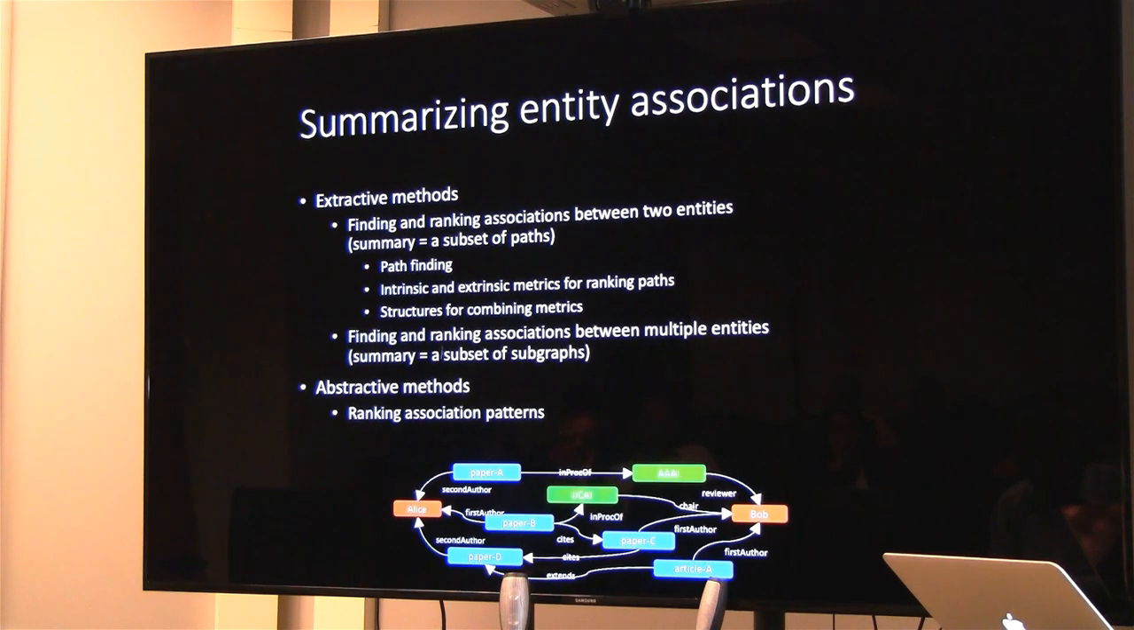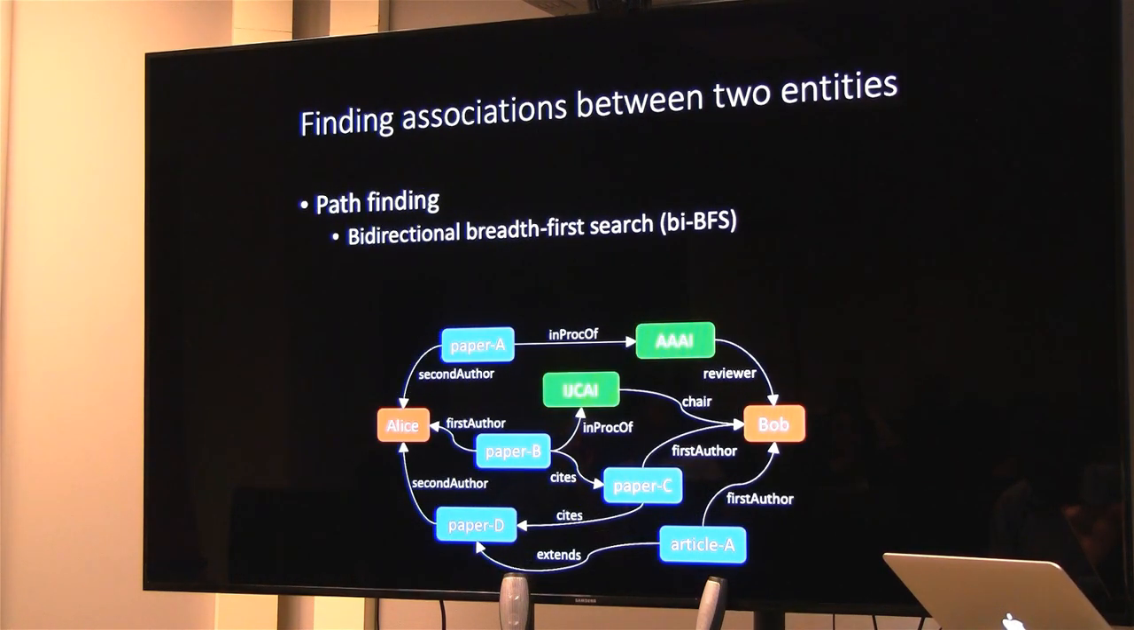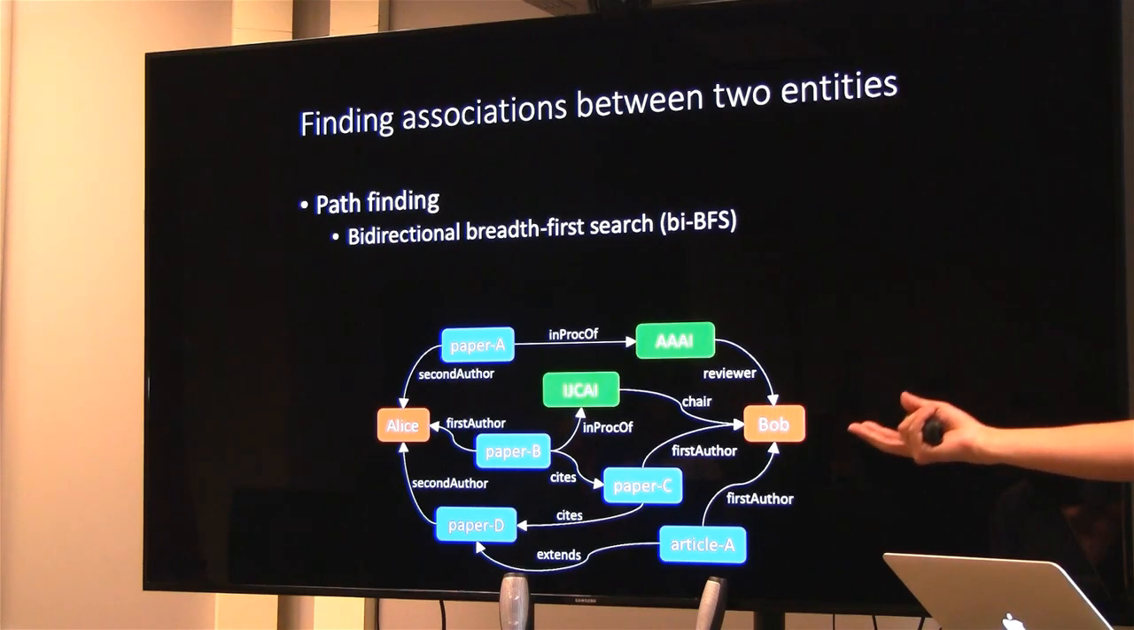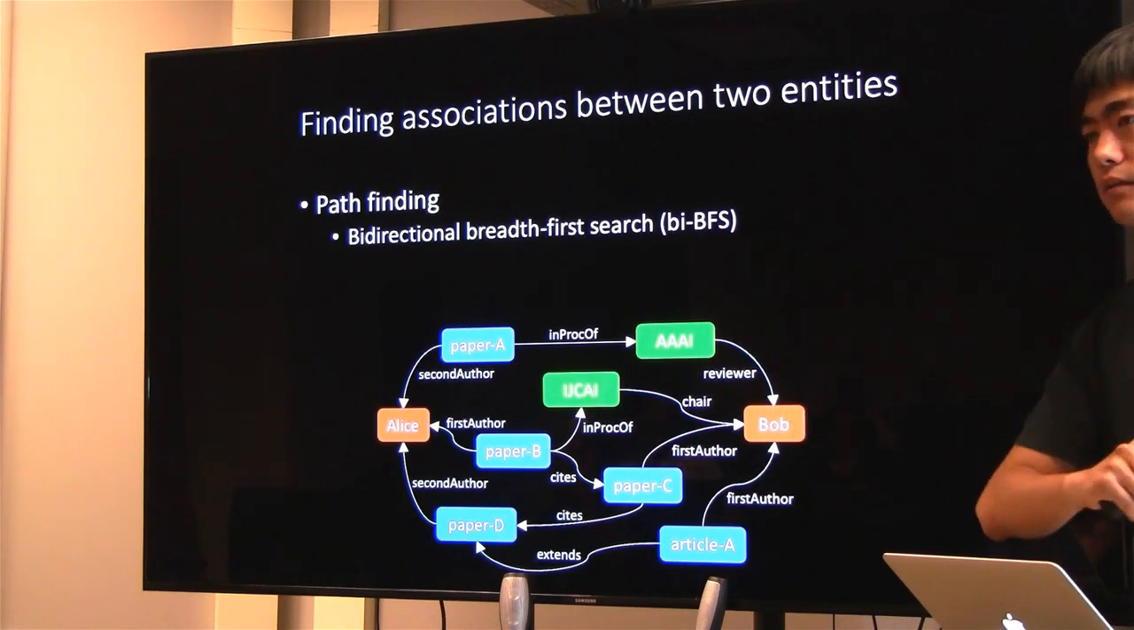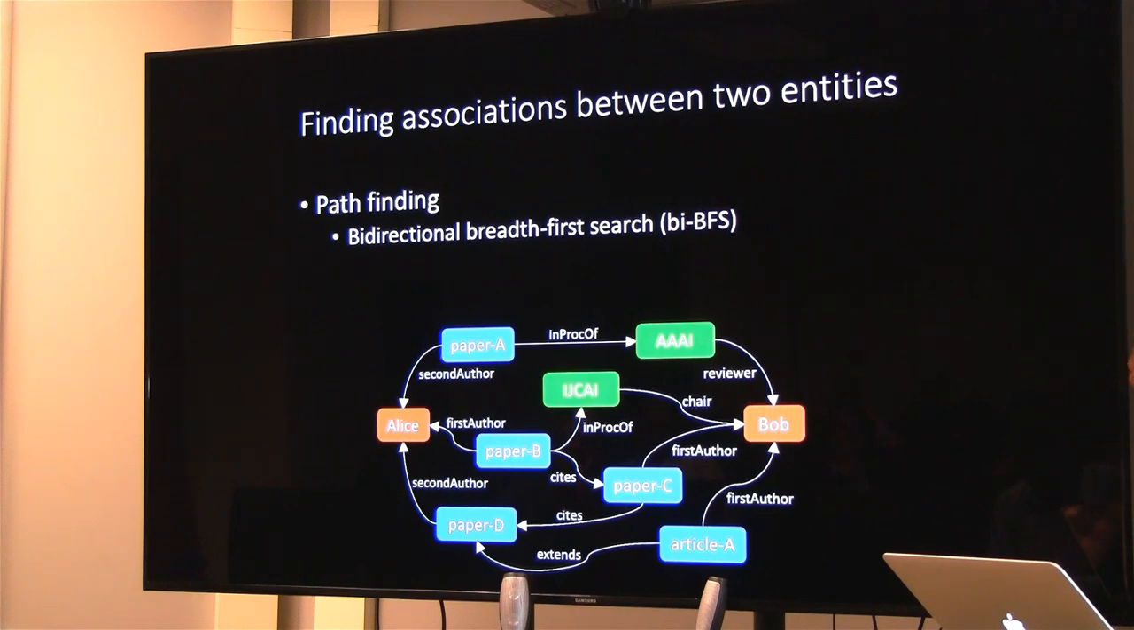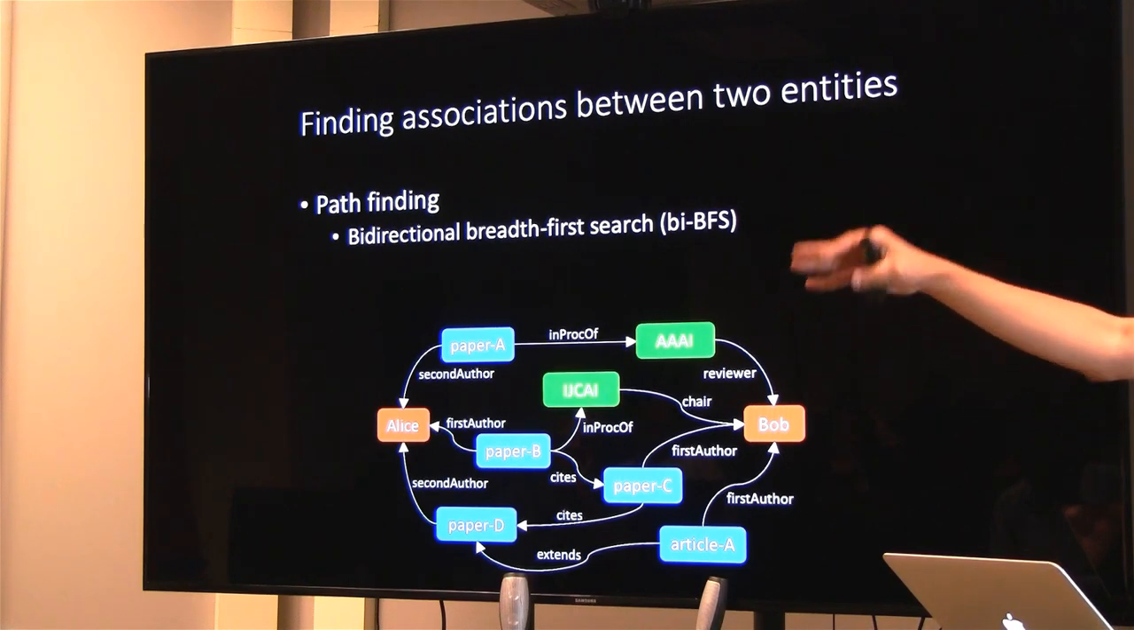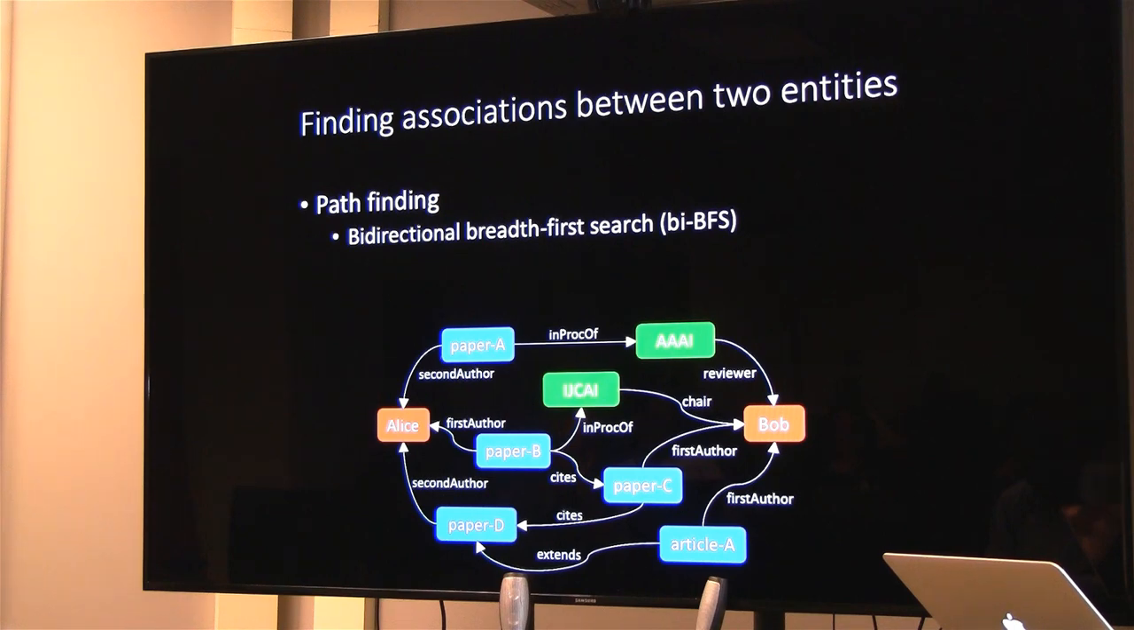Fortunately, in this field, we have seen both extractive and abstractive methods. So first, let's go to the extractive method. We're given a graph and two entities, Bob and Alice. We want to know what are the associations between them. There are a lot of associations, like paths, that connect them. We are interested in what are the most important associations between these two entities. So before summarization, we firstly need to find out what are the paths that connect two entities, right? We need to firstly find the paths, then rank the paths.